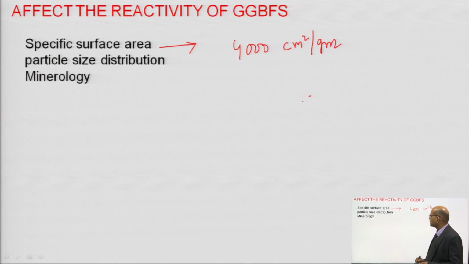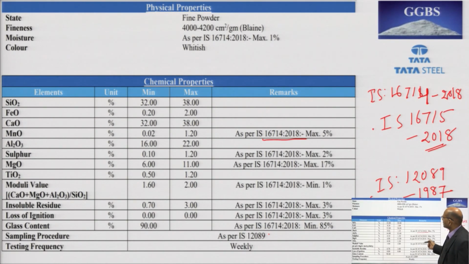Which you have seen in the commercially supplied GGBS in ground form. It is supplied in ground form by Tata, and many other suppliers. So, you can see here they guarantee that their fineness is in the range of 4000 to 4200 centimeter square per gram.